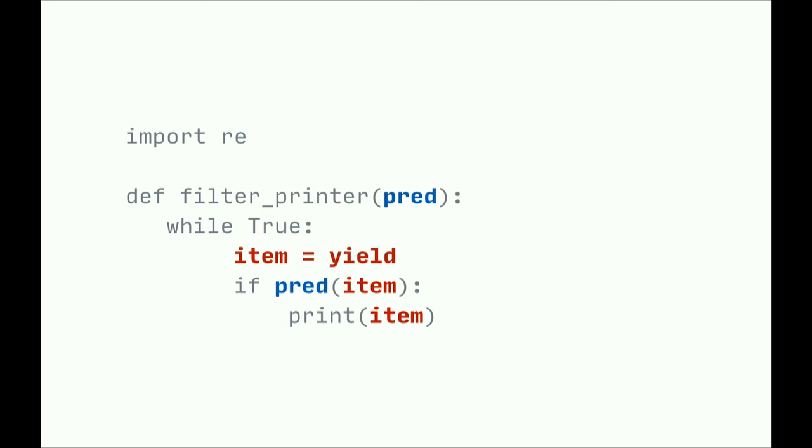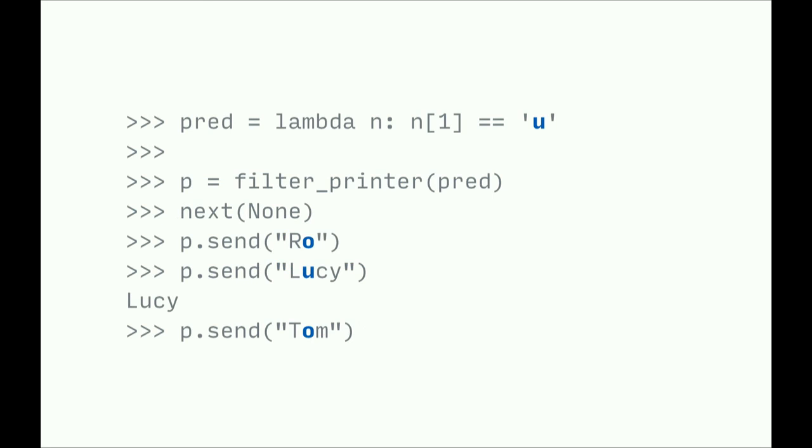The easiest way to understand what's going on here is we're going to create a predicate where we check if the second letter is U. And it's only this because of my examples. So we can see that Roe doesn't pass, so her name isn't printed. Lucy does pass, so her name is printed. And then again, Tom doesn't pass, so he's not printed either.